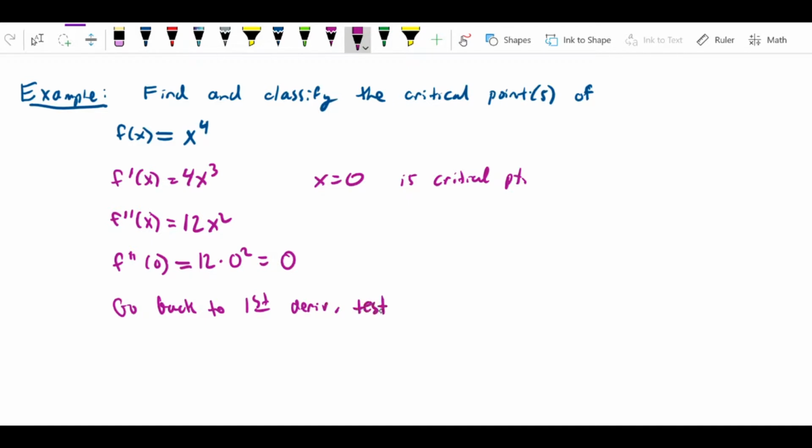Isn't this great? I show you this great test. It's really easy to use. Then I give you two examples where it doesn't work. Well, that's the point. It's a really nice test where it works, but sometimes it doesn't, and sometimes you just have to go back to the first derivative test.